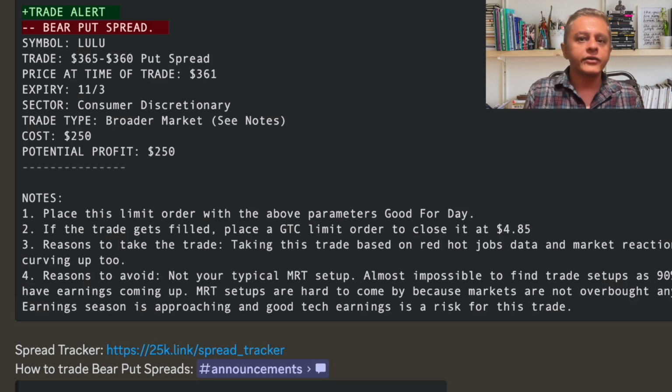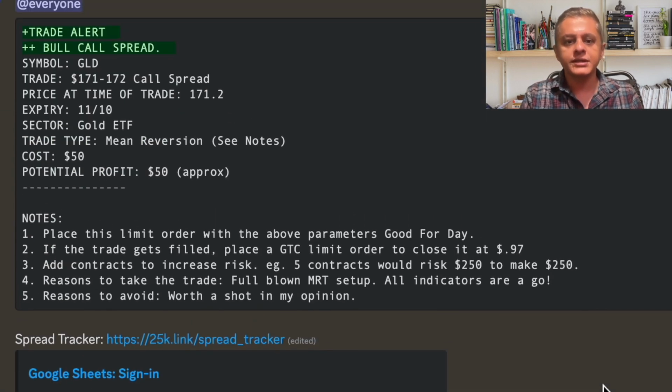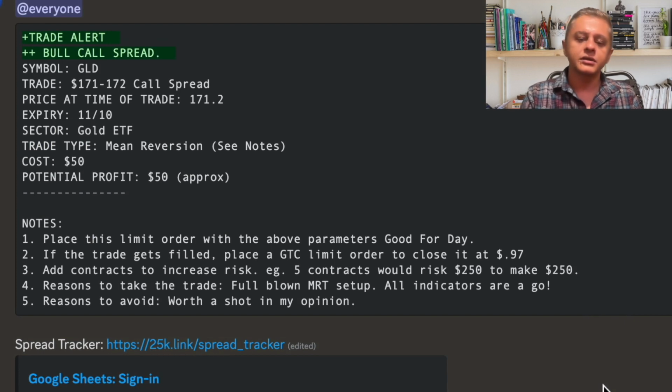So I'll give you reasons why you would want to avoid a trade. In this case, the reason I've given you is taking this trade based on red hot jobs data and market reaction. So that's one of the examples where I'm taking this on broader market conditions. And I've mentioned this in the trade type too. It says broader market, not mean reversion.